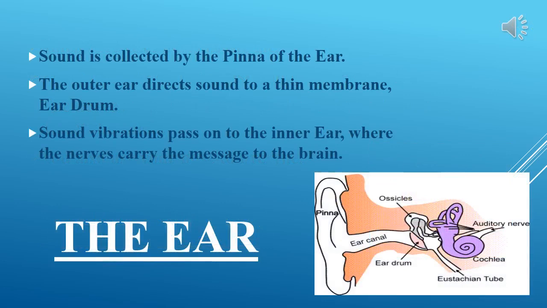The next is the ear. This is the organ for hearing. Sound is collected by the part of the outer ear, called pinna. The outer ear directs sound to a thin membrane called eardrum. Eardrum starts vibrating and these sound vibrations pass on to the inner ear. In the inner ear, the vibrations are changed into nerve signals and the nerves carry this message to the brain. This is how we hear the sound.